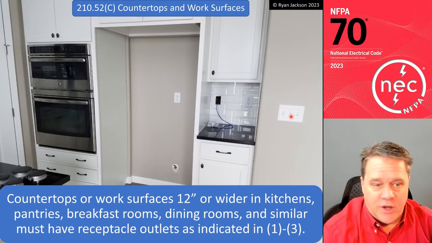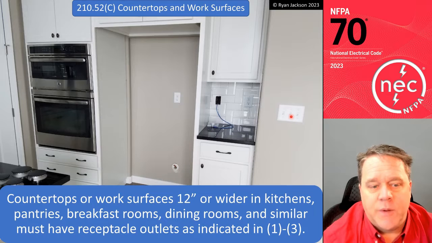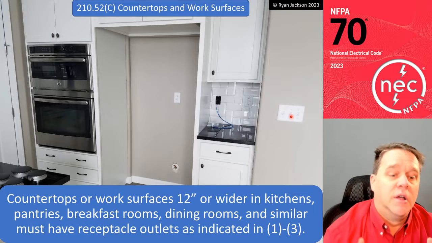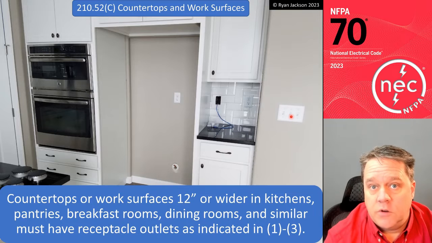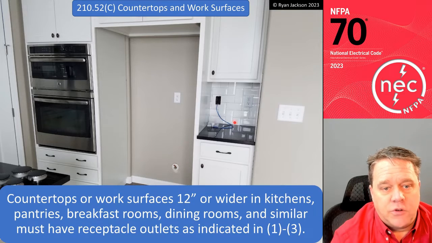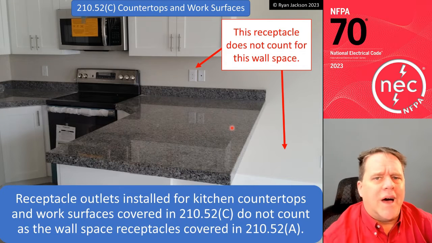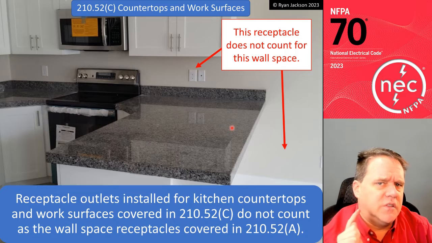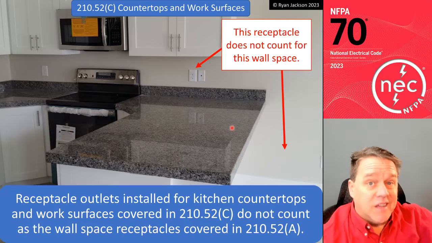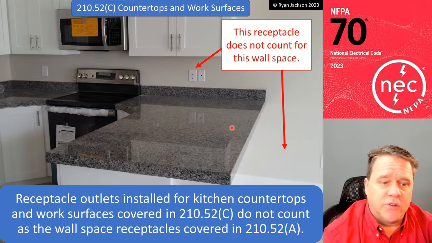All right, one more time. Countertops, work surfaces 12 inches or wider in kitchens, pantries, breakfast rooms, dining rooms, and similar must have receptacle outlets as indicated in items 1, 2, and 3. So 12 inches or more, got to have receptacles. I'm not sure why they have to tell us this twice in 210.52 because they tell us this in 210.52(C) and in 210.52(A)(4), but might as well talk about it again.